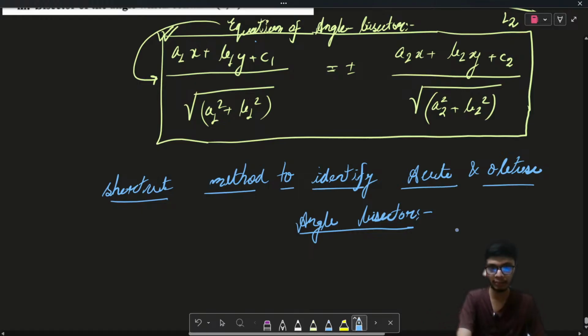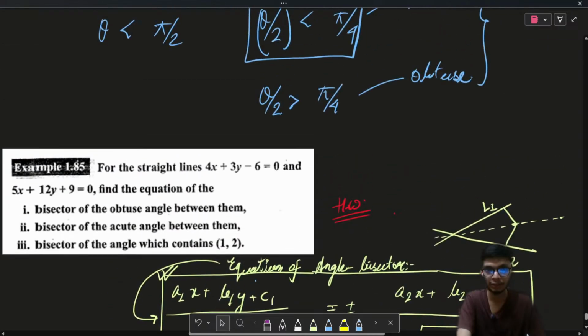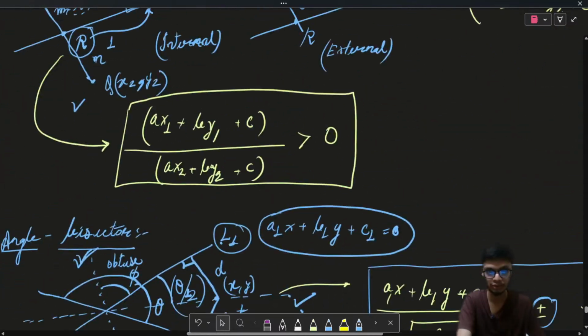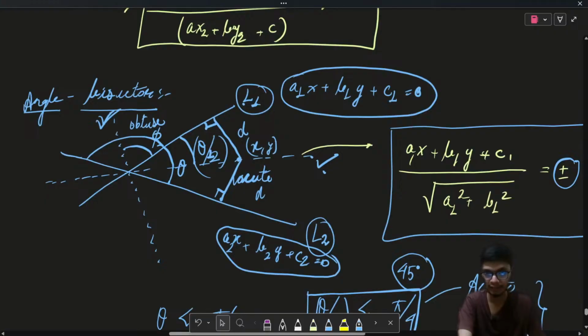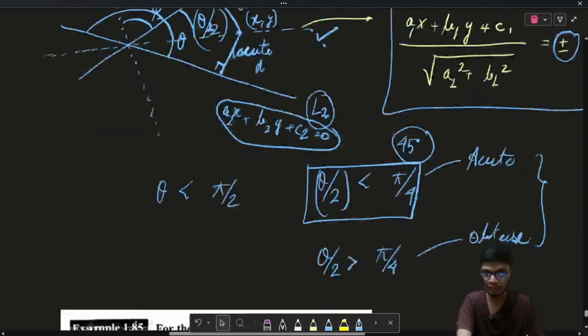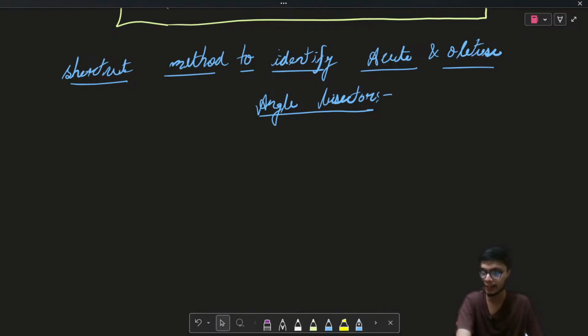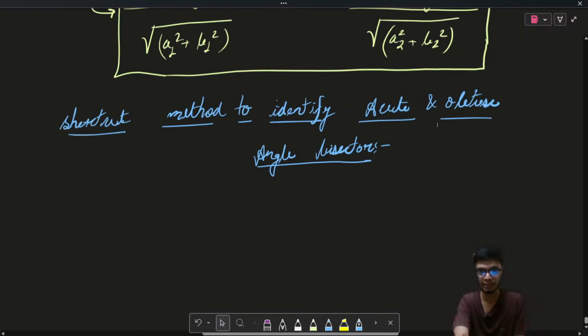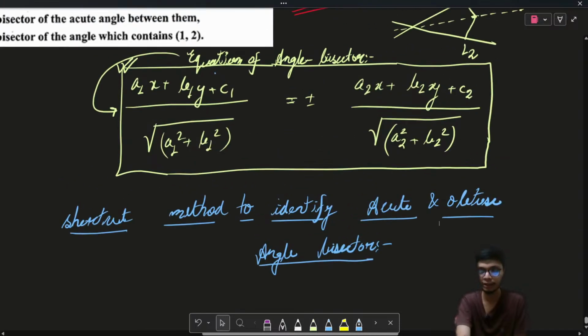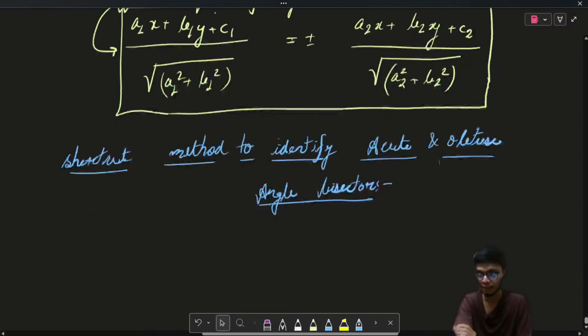As we already mentioned, my line 1 and line 2 are as follows from the previous discussion. These are the equations of my line 1 and line 2. Having these equations, I can use them to predict the acute angle and the obtuse angle bisector, right? So how will I know whether I should use the plus sign or the minus sign to get which bisector? How will I know that?